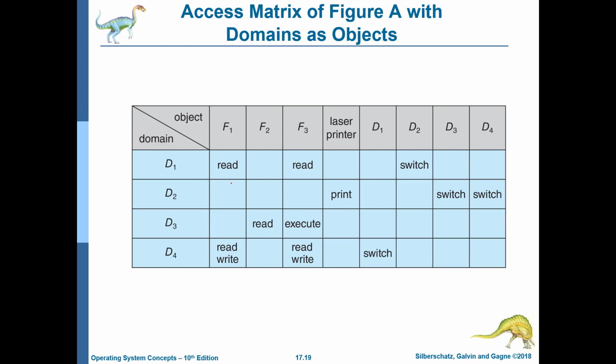So what we can further do is that we can also have domains as objects, in the sense that if, let's say, I'm a user in domain 2, I can switch to domain 3. So I can also treat the domains as columns or objects, where of course what you will have is that it will just specify whether I can switch from one domain to the other or not.